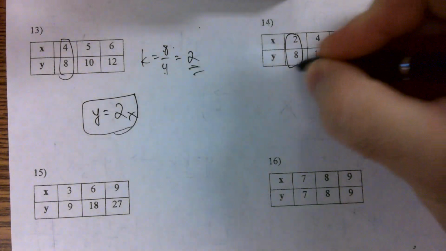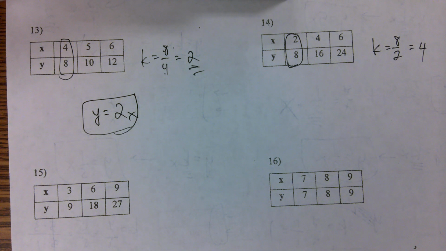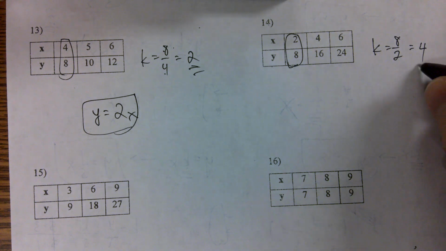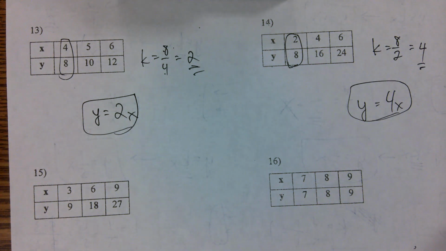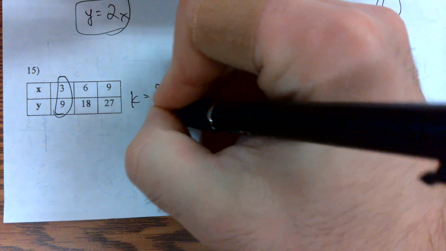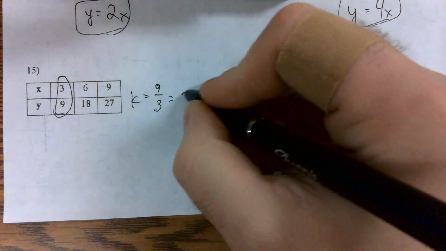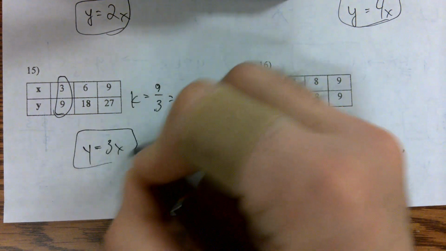Number 14, y over x. K is equal to 8 over 2. 2 goes into 8 4 times. So my k is 4. Y is equal to 4x. Number 15, k is equal to 9 over 3. 3 goes into 9 3 times. So y is equal to 3x.